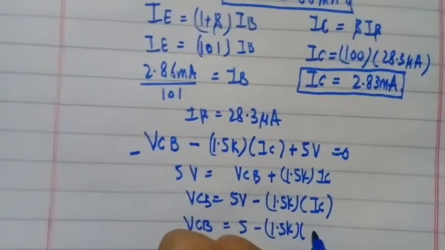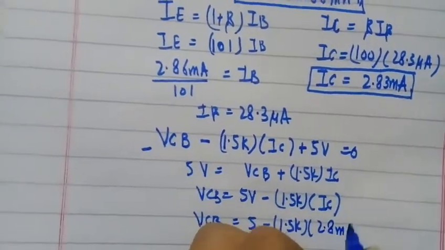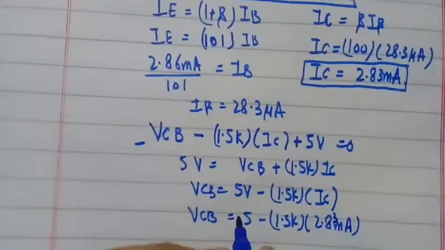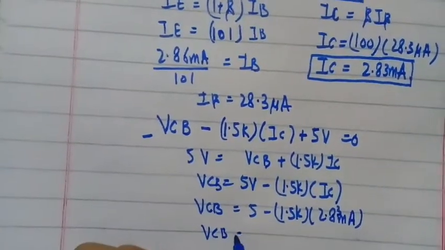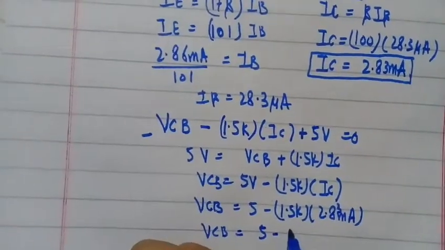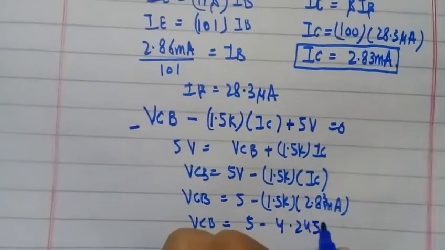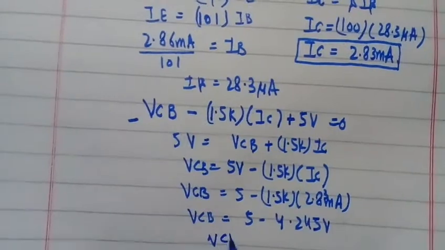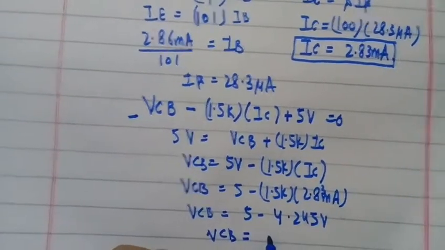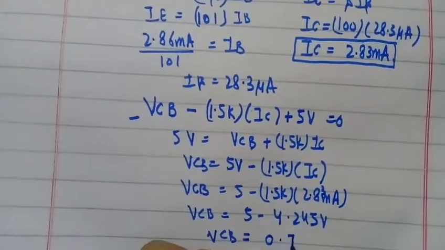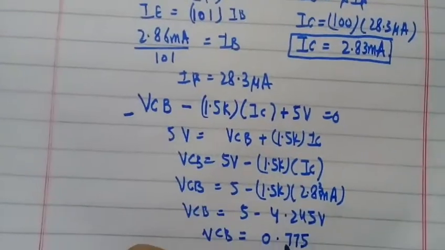The value of collector current will be equal to 2.83 milliamps. So VCB will be equal to 5 minus 4.245 volts. So VCB will be equal to 0.775 volts.